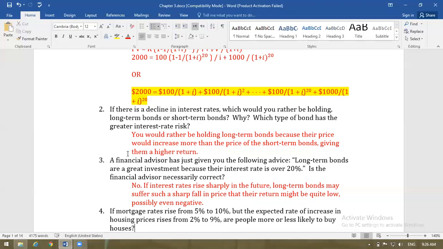Question 3. In this question, a financial advisor is giving advice to a manager that short-term bonds and long-term bonds are a great investment because their interest rate is over 20%. Is this financial advisor necessarily correct?